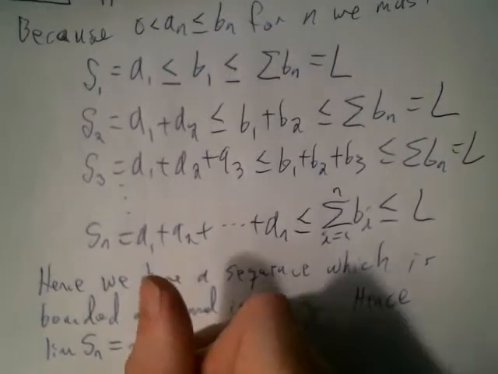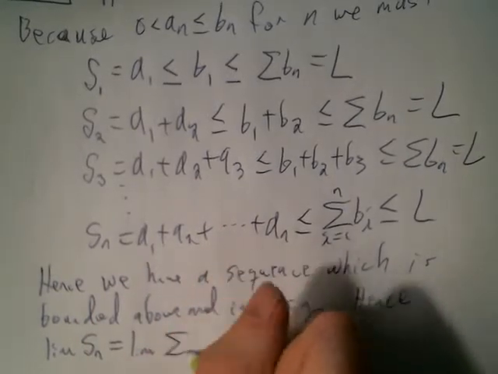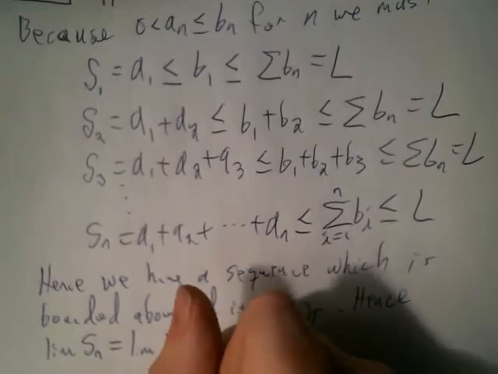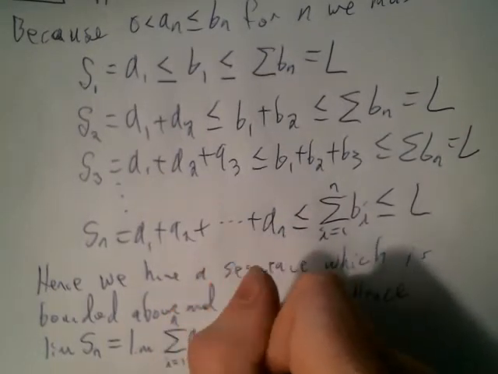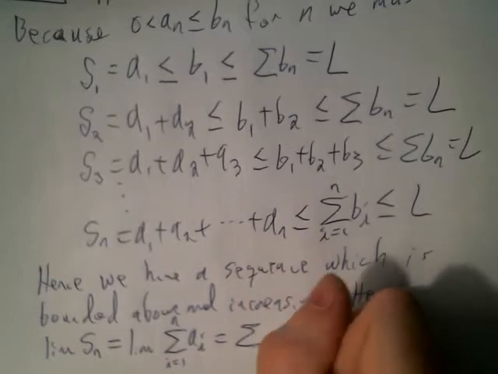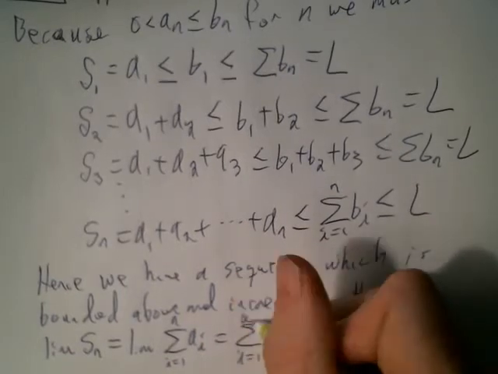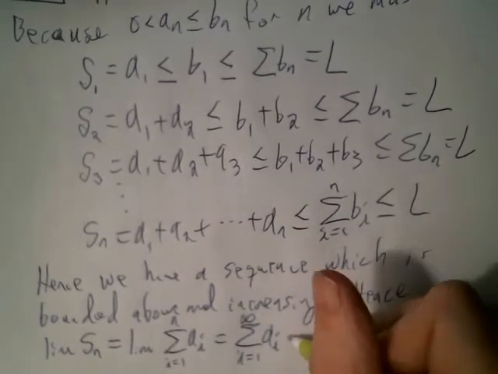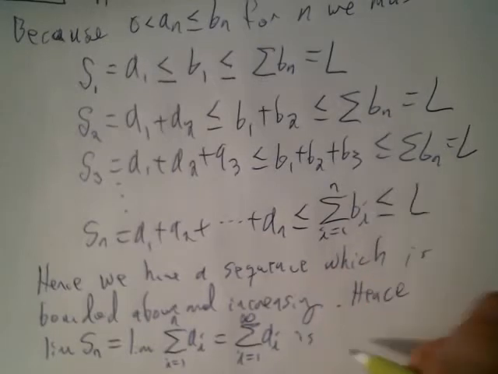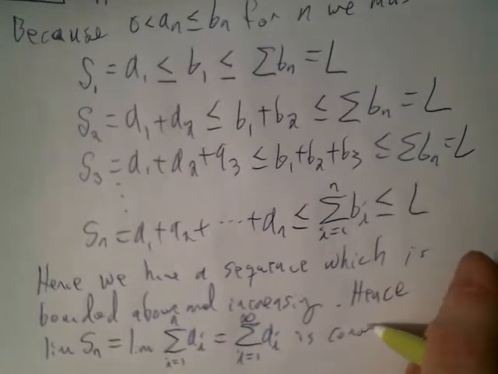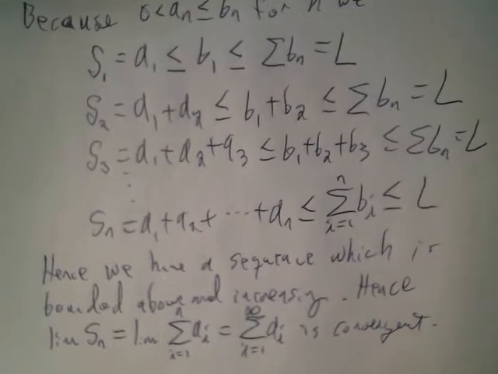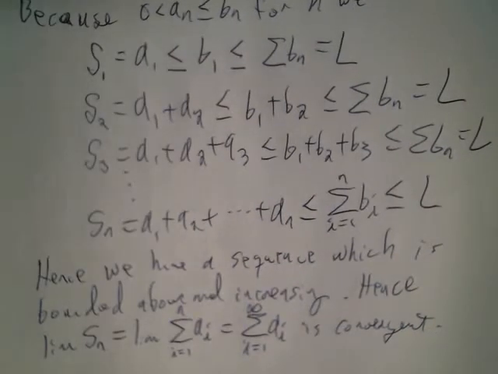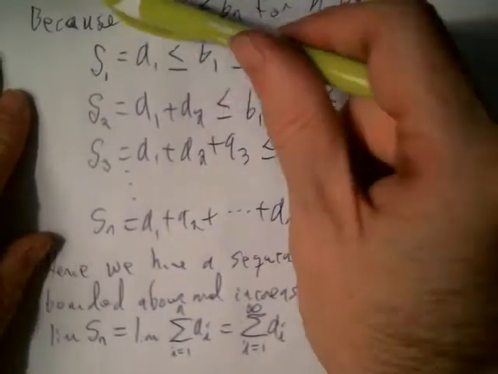In particular, what was S sub n? Well, S sub n is just the sum from i equals 1 to n of a sub i. And of course, that's just the sum from i equals 1 to infinity of a sub i. In other words, this thing is convergent, which basically means it adds up to something. So the other statement just follows from one.